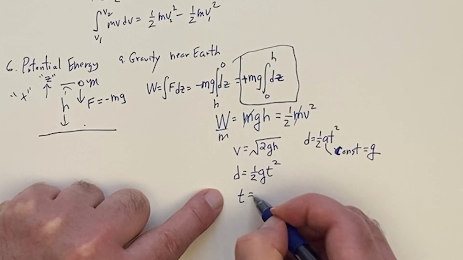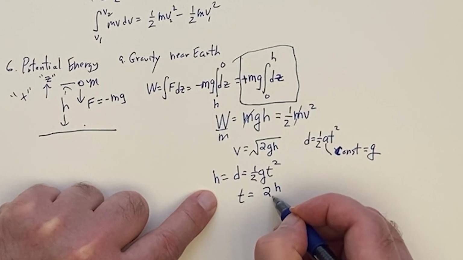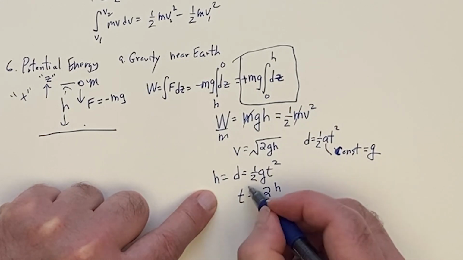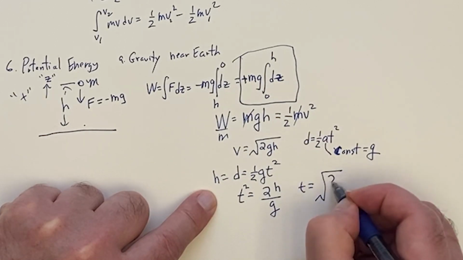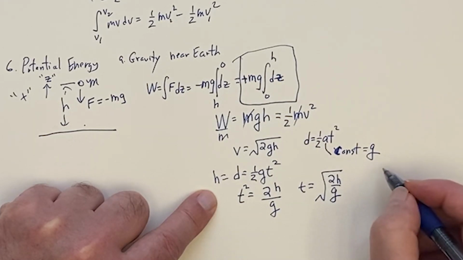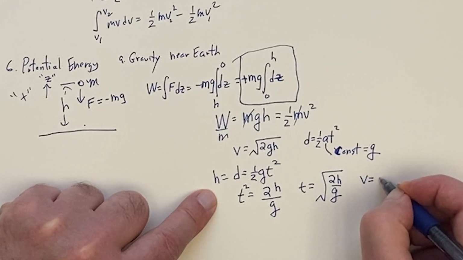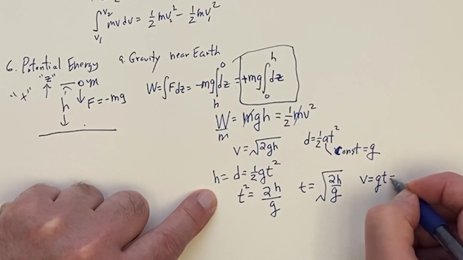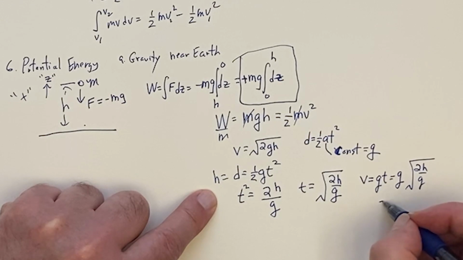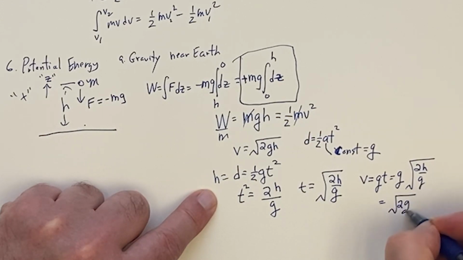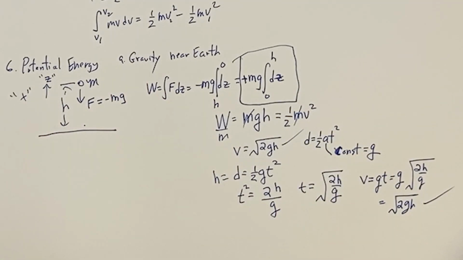So that means h is 1/2 gt squared, so t squared is 2h over g, and that means t is the square root of 2h over g. If you look at your velocity, it's your acceleration times time. So what is g times the square root of 2h over g? Then you get the square root of 2gh. You get what we had there. This is sort of a shortcut. This is called conservation of energy.